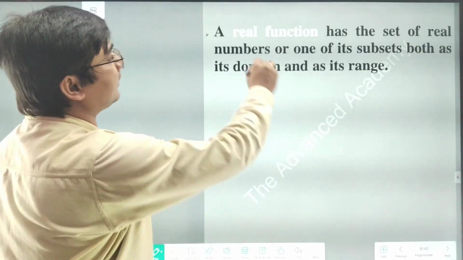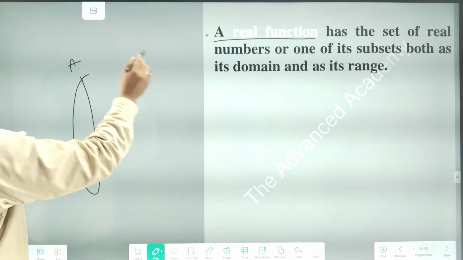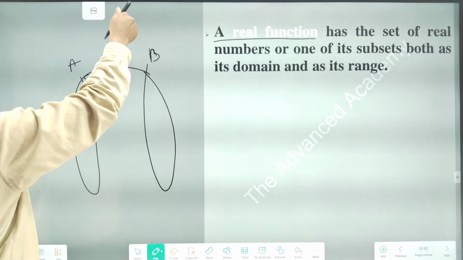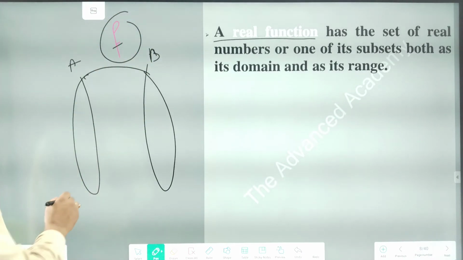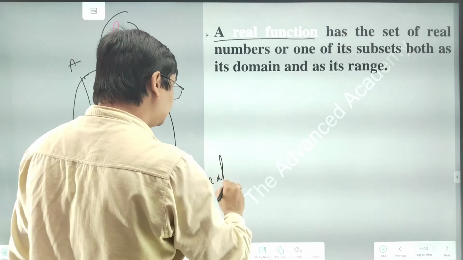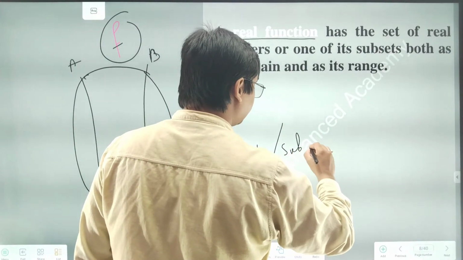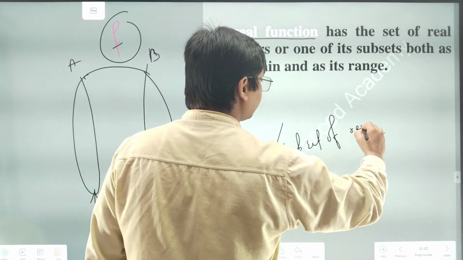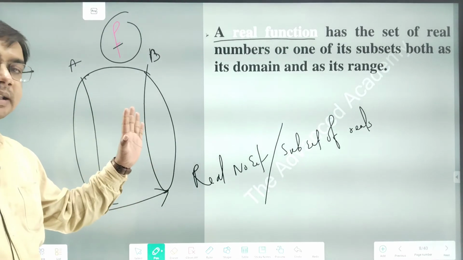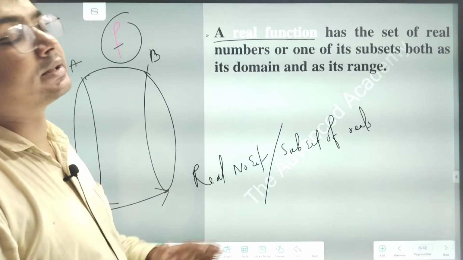Okay, now you see real function. Real function is nothing, if we consider, suppose this is a set A, B, and here f is a function, then this function f is called a real function if the domain and codomain are real numbers, sets of real numbers or subsets of reals. If the range set and domain are subsets of real numbers, then we call the function a real function.